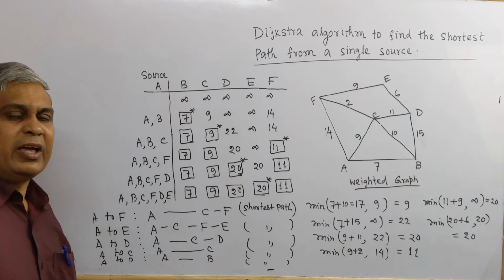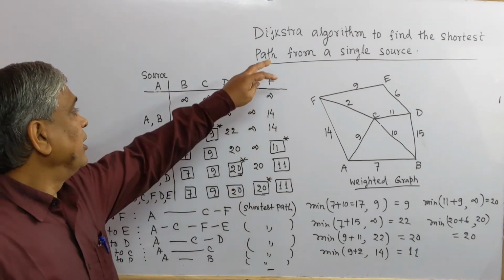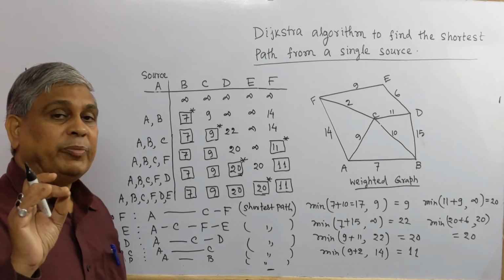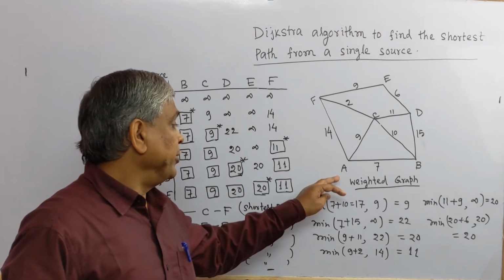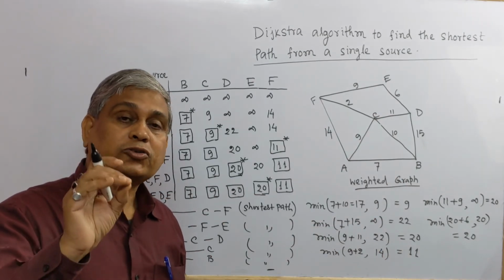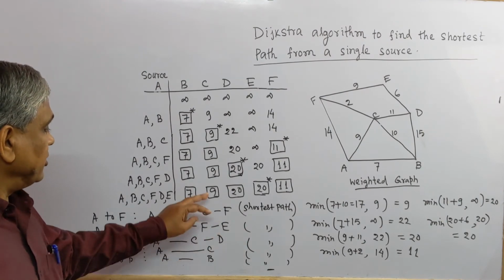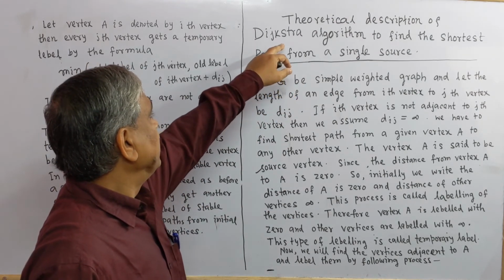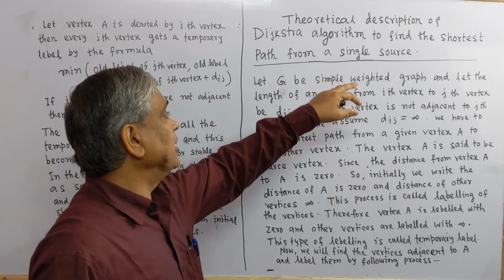And in this way, we may find the shortest path using Dijkstra algorithm very easily. We may find the distance of the shortest path from a source A to any vertex, such as D, and also detect the shortest path like this. Now I will give the theoretical description of Dijkstra algorithm to find the shortest path from a single source.